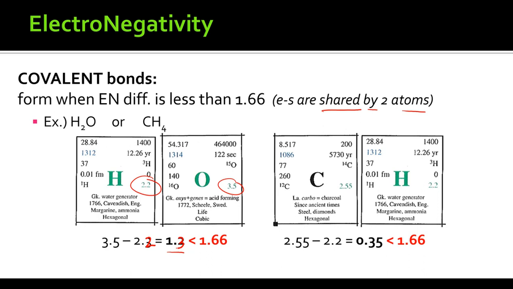Another one is carbon with hydrogen, a very, very common bond, especially in biochemistry. And the difference between those two elements is very small, a difference of only 0.35. So carbon and hydrogen have basically an equal pull on electrons, and therefore they form a lot of very common and relatively strong and stable bonds. So, covalent when it's less than 1.66, ionic when it's more, but that's an important kind of magic cutoff number to know.